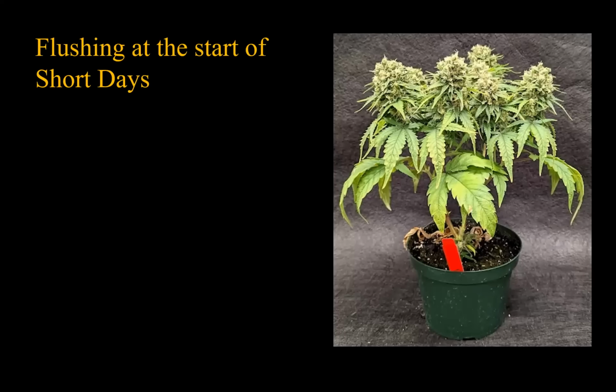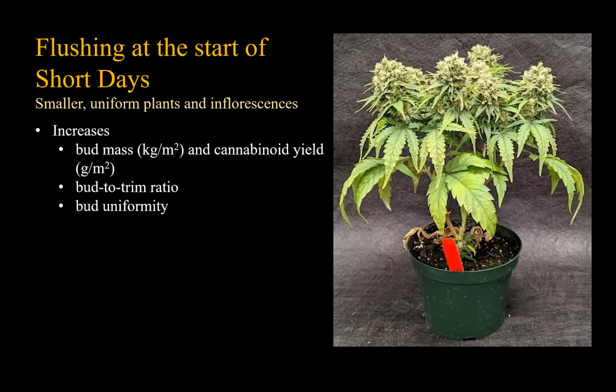So the second part of what I want to talk about today is actually taking this flushing idea, where we terminate nutrition, and moving it to the beginning of the production cycle. So we're flushing at the start of short days, when we transition from 18 hours to a 12-hour photoperiod. And this has a lot of benefit. What we're looking to achieve is smaller, more uniform plants and more uniform buds or inflorescences. And in our experiments, and we've spent a good bit of time doing this over the last couple of years, we're pretty confident in our results.